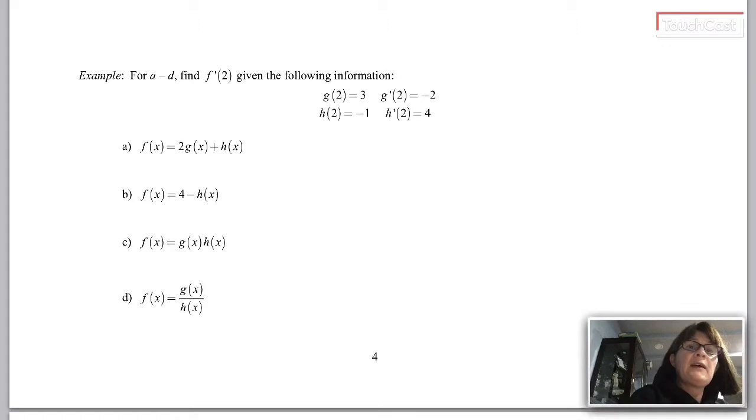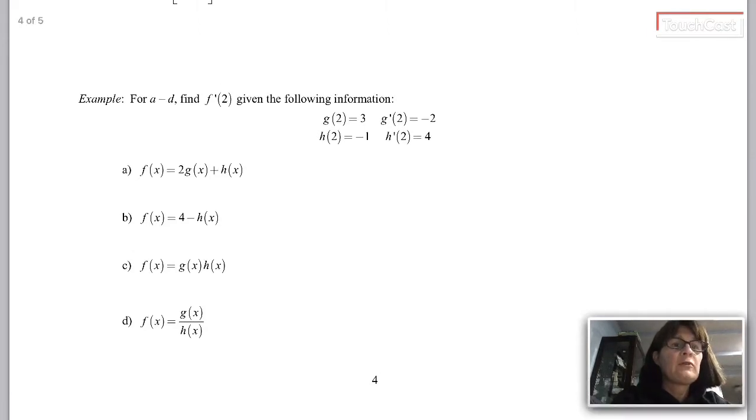Okay, so a couple of these problems, those are good practice to make sure that we've taken in these rules for finding derivatives of functions that are made up of multiple pieces. So remember, if I want to find f prime of 2, I can't really find f prime of 2 until I find an expression for f prime of x, and then I can substitute 2 in. So if I'm looking at part A, f of x is 2 times g of x plus h of x.